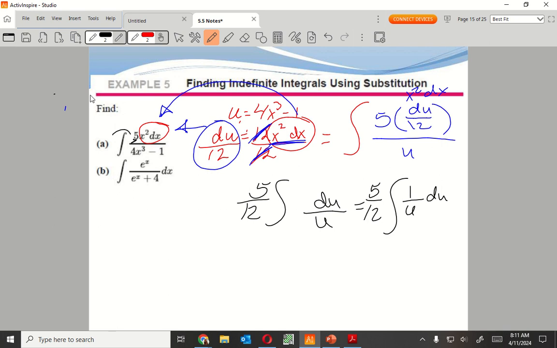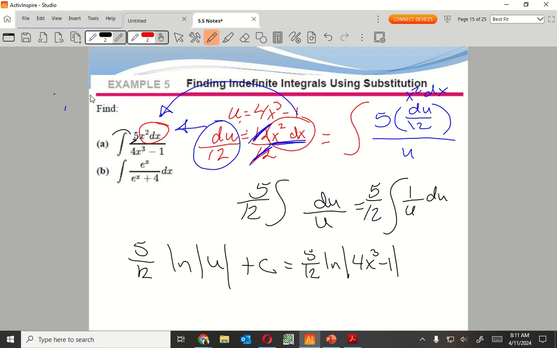So I'm going to get 5 over 12 ln u plus c. And from there, I've got to remember I've got to do what? Put it back in, right? I sub it out and got to put it back in now. So I'm now going to be left with 5 over 12 ln absolute value of 4x cubed minus 1, close, plus c.